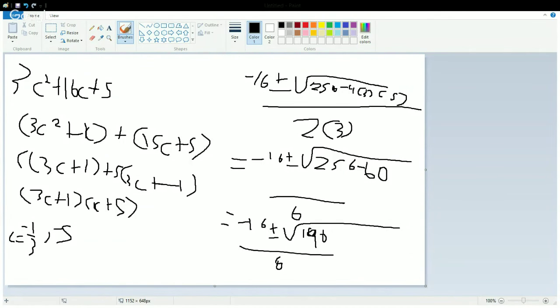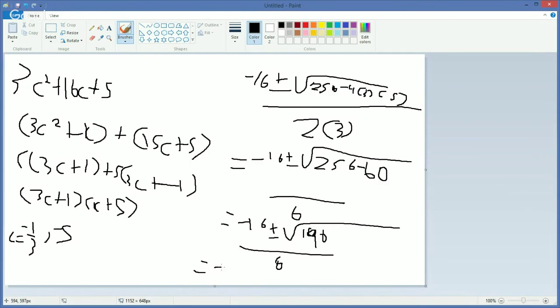Crap, I don't have the square root function on here. No, wait, I know what to do. The power 1 divided by 2. Thank God for PowerWorks. Perfect.